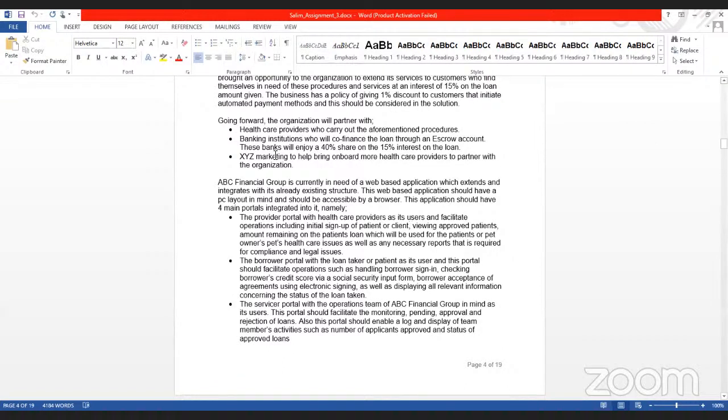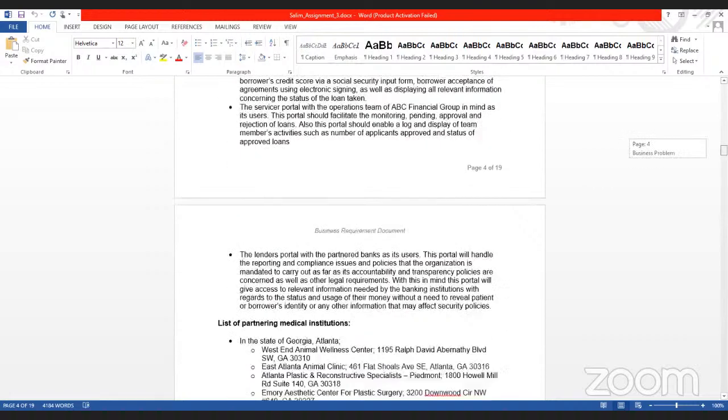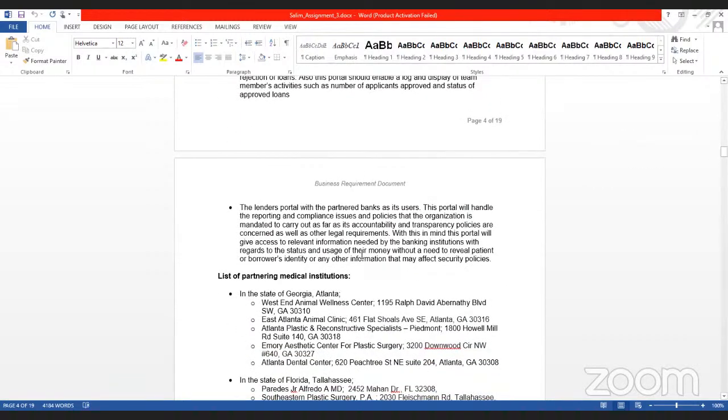And also they will be partnering with banking institutions who will help co-finance the loans that they are given by creating escrow accounts. And these banks will enjoy a 40% share of a 15% interest, which they will charge on all loans. And they also plan to partner with XYZ Marketing, which would help them to get more healthcare providers on board with the system. So currently, they need a platform that would serve the providers, the borrowers, also the operation team, that is the services, and also the financial institutions which they'll be partnering, that is the lenders.